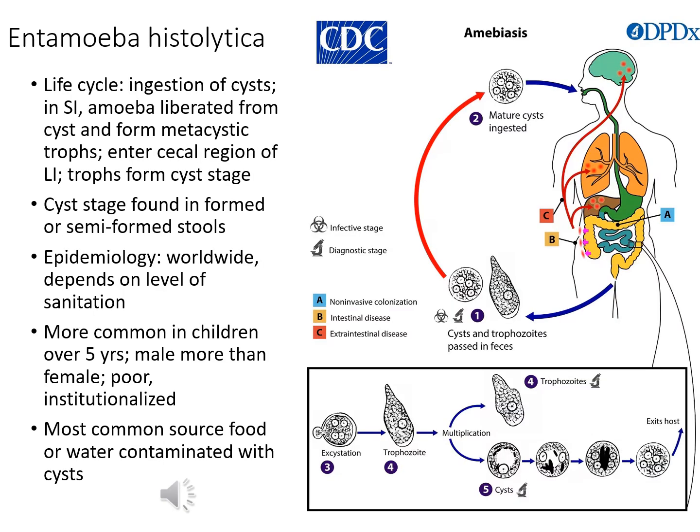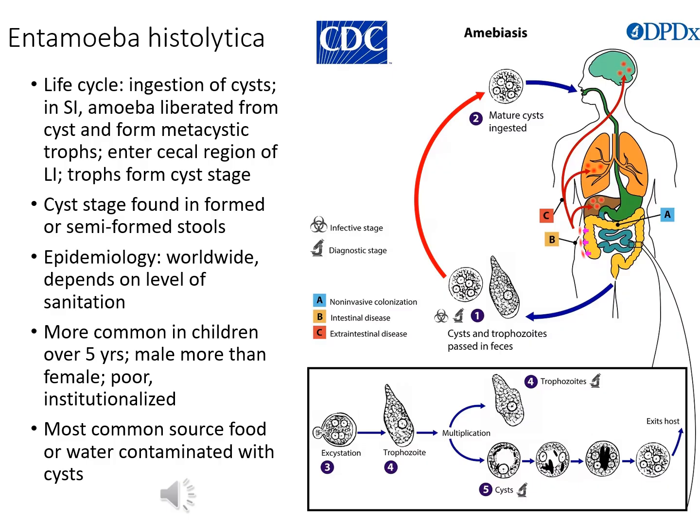With the life cycle of Entamoeba histolytica, there is ingestion of the cyst. Once they are in the small intestine, the amoeba will liberate from the cyst and form metacystic trophs. They enter the cecal region of the large intestine, and the trophs form into the cyst stage. The cyst stage can be found in formed or semi-formed stools.